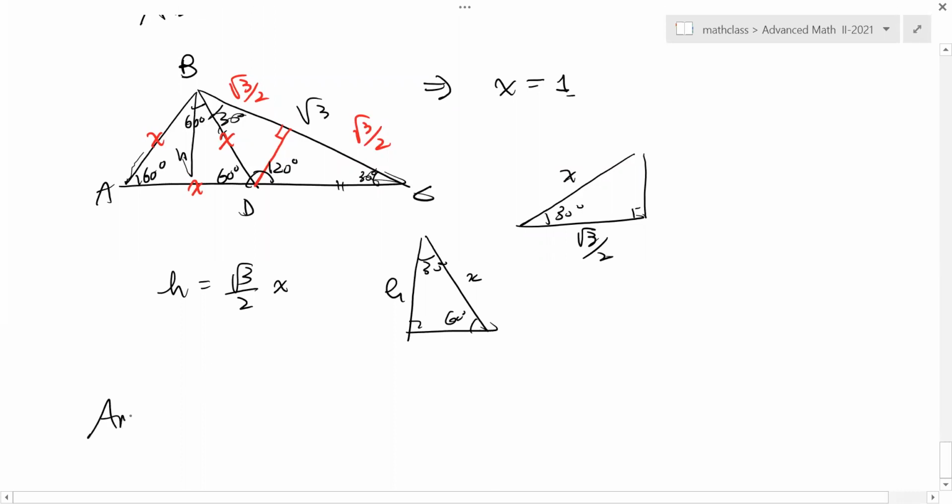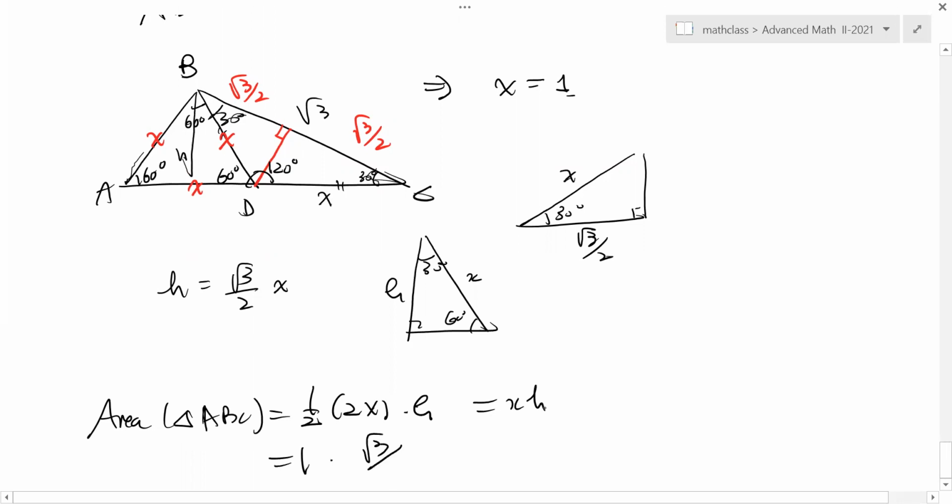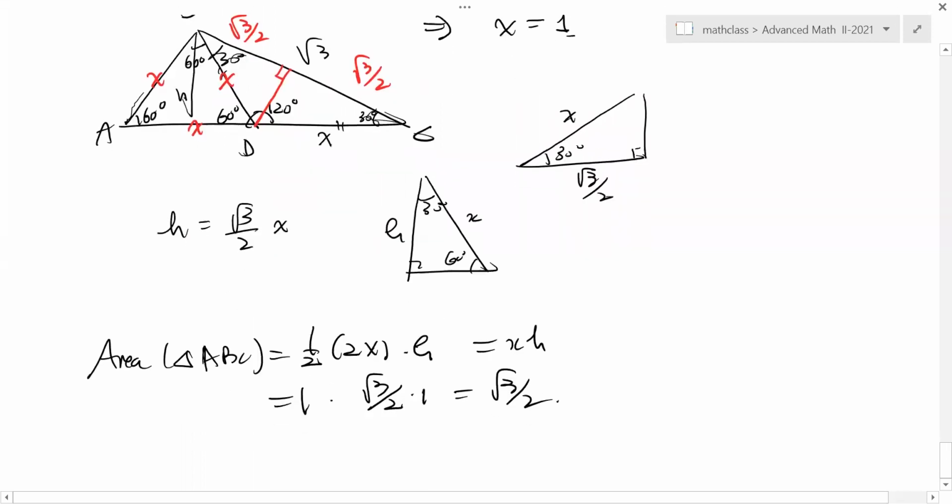So what is the area of the triangle? The triangle ABC is going to be the base times the height h, right? Base is 2x, because this is also x, right? So x times h, x is going to be 1, h is square root of 3 over 2 times 1. So the answer is square root of 3 over 2. Oh, divide by 2. Hold on. Right. Let me double check, okay?